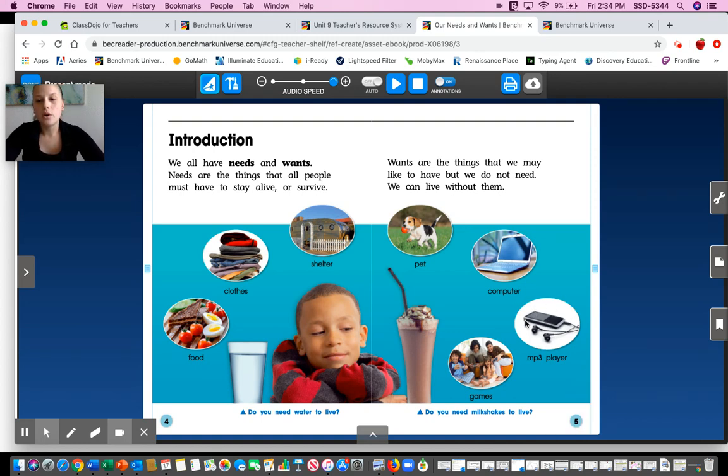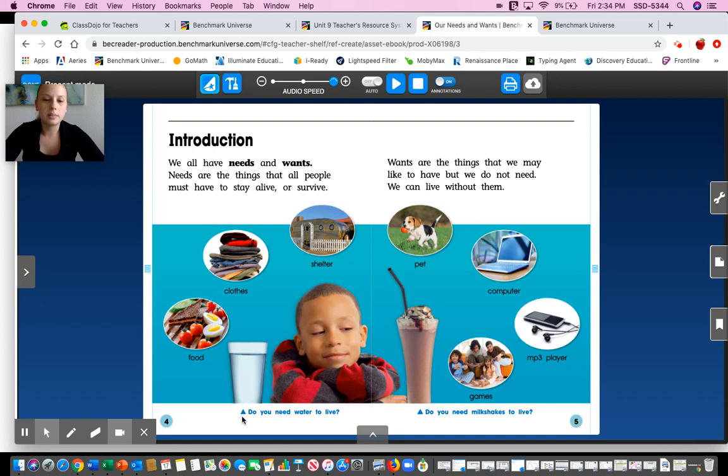What about a phone, an iPod, or an MP3 player? I bet you don't know what that is. That's like an iPod. And if you don't know what an iPod is, it's like a phone that plays music, but it looks like this. Okay. So you don't need an MP3 player or a phone. You want it, right? The last one, what about these games that the family is playing? Games. Is that something they need? No, they just want to play games, right?